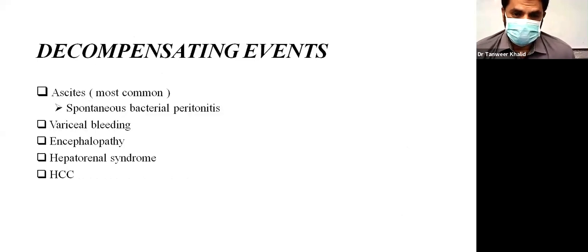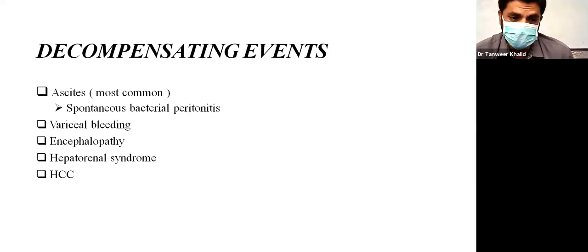So, discussing the decompensating events or complications of decompensation, ascites is the most common decompensating event in liver disease. Others are spontaneous bacterial peritonitis, variceal bleeding, encephalopathy, hepatorenal syndrome, and hepatocellular carcinoma. We will discuss these complications of decompensation in today's lecture.